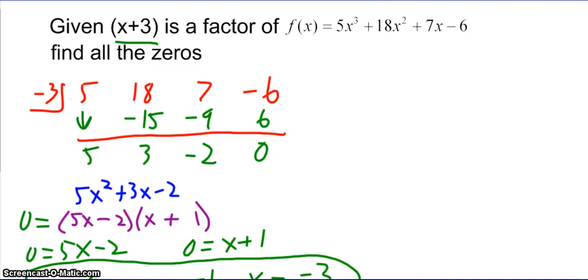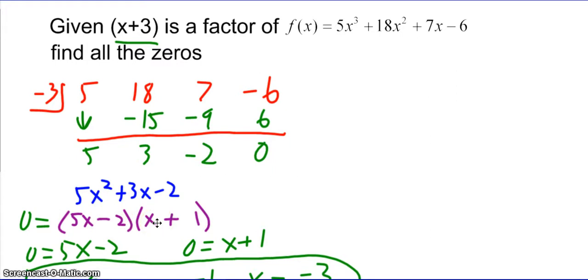In fact, if you take higher level math classes in college, you'll find that a lot of professors never use synthetic division. They just always prefer long division. It's more mathematically sound. Synthetic division is kind of more like a trick, but it works. So if I do synthetic division, I end up with 5x squared plus 3x minus 2 as my quotient with a remainder of 0.